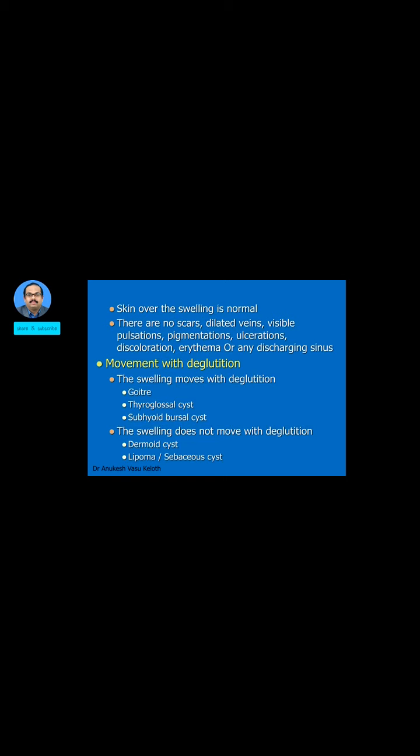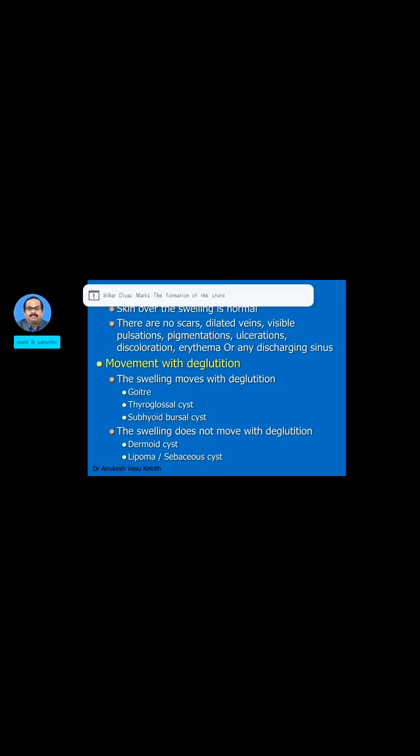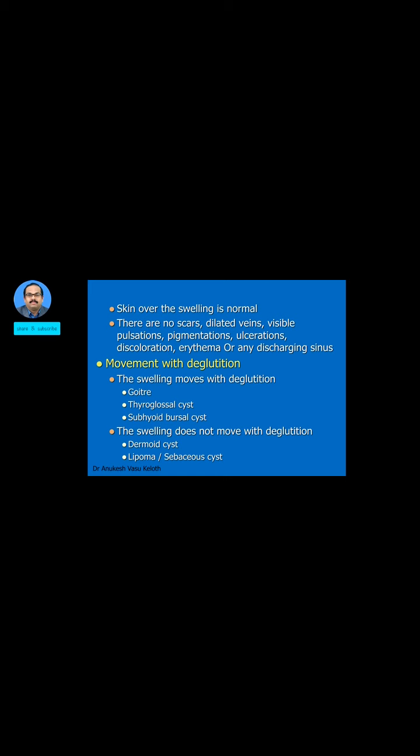So the statement would be: skin over the swelling is normal. There are no scars, dilated veins, visible pulsations, pigmentations, ulcerations, discoloration, erythema, or any discharging sinus. So that would make it a no. If there is something, you can say that. The rest of the things are no. Saying skin over the swelling is normal is not enough. You must mention that all these things are not there. When you do mention that, questions also may come as to what you mean by dilated veins, or why you think that should come there. That's why I've explained that also.